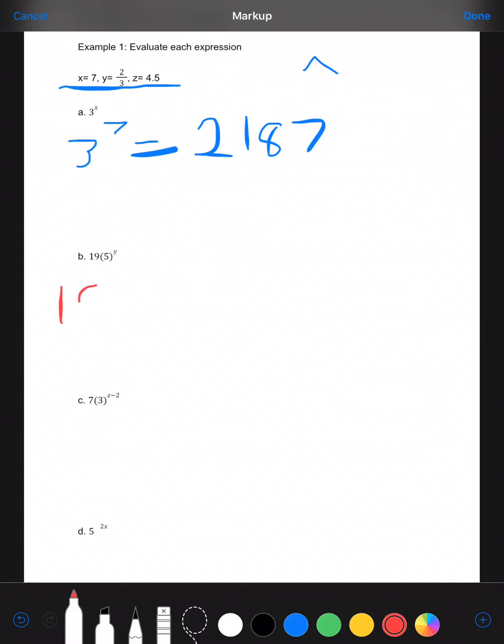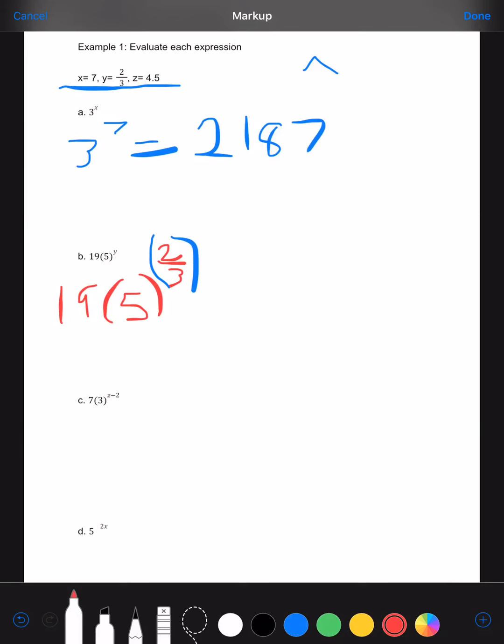Next, we have 19 times 5 raised to y. So we're going to start with 19 times 5 raised to the y, so raised to 2 divided by 3. Whenever you have fractions in your exponent, it's very important that when you type in your calculator, you put parentheses around it. With this, parentheses are going to be your best friend. So make sure you're putting parentheses in.